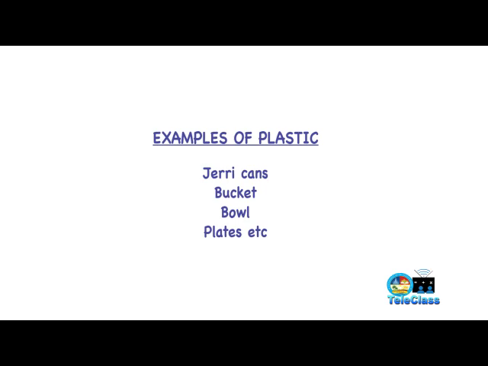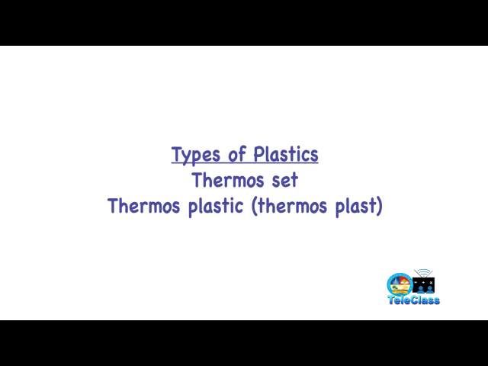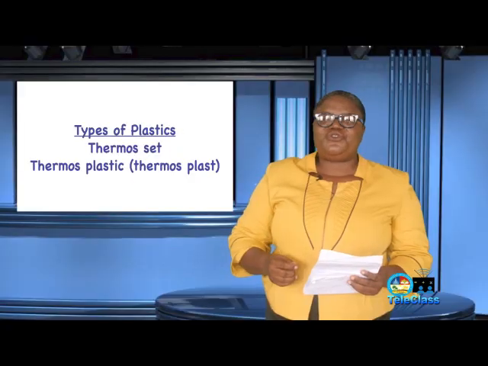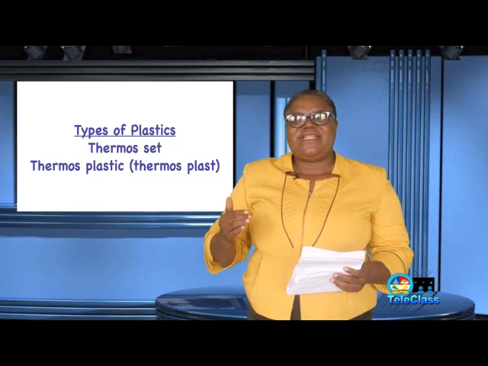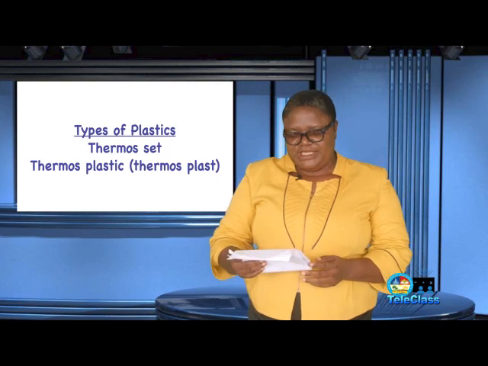So the main components of plastic are cellulose, coal, and petroleum. Now we have two types of plastics. We have the thermoset plastic, and we have the thermoplastic. So in short, we call them thermosets and thermoplasts. How do we know which is which?